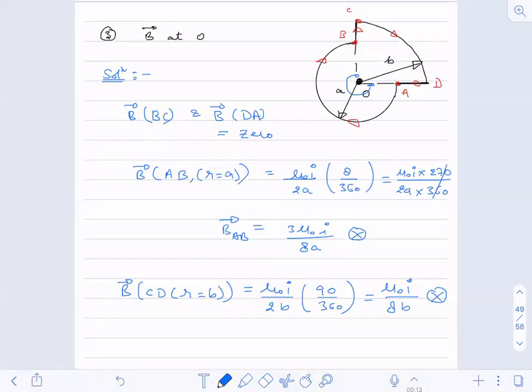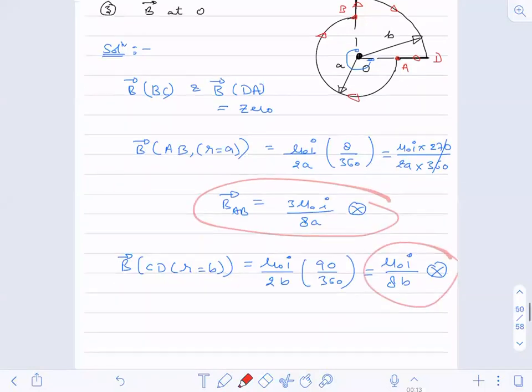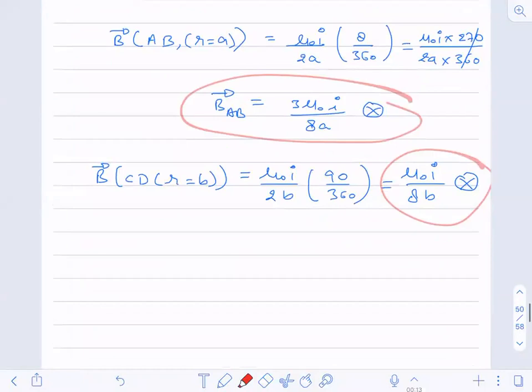So just see here, you have two magnetic fields. One magnetic field is this and one magnetic field is this. They are both in the same direction, so I can add them directly. So this becomes mu naught I by 8, within brackets 3 by A plus 1 by B, and the direction of this magnetic field will be into the plane.